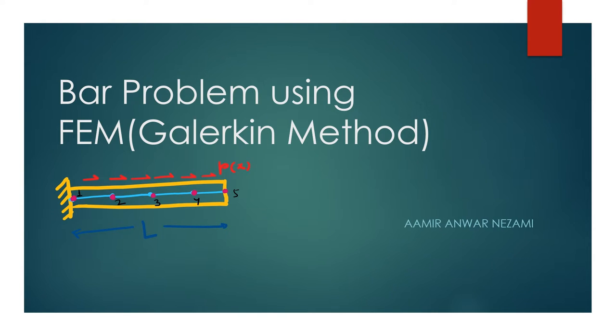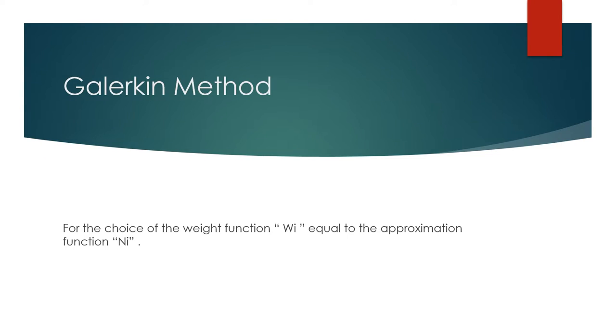So let's start. The Galerkin method is one of the methods from the weighted residual method. In the Galerkin method, the choice of the weight function is equal to the approximation of the function Ni, that is, the same as the shape function.